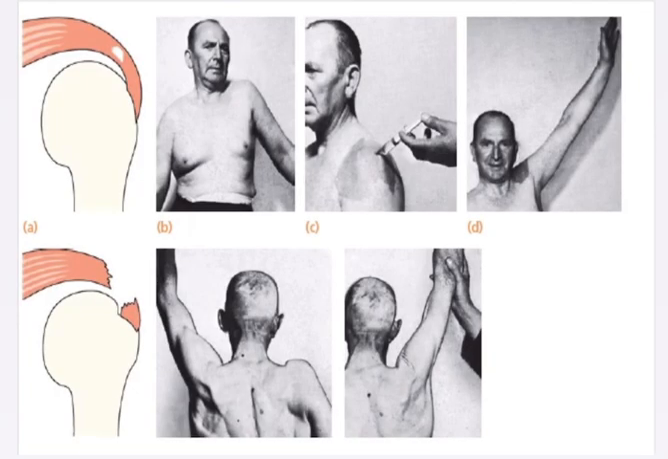This picture shows the difference between the partial tear and complete tear. In partial tear, the patient can abduct the shoulder actively but with pain. While in complete tear, the patient cannot abduct the shoulder actively, but we can elevate the arm passively.